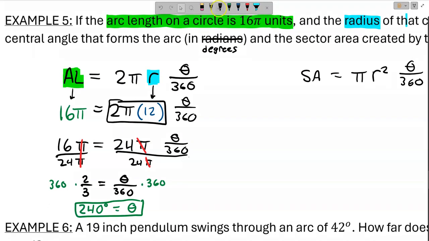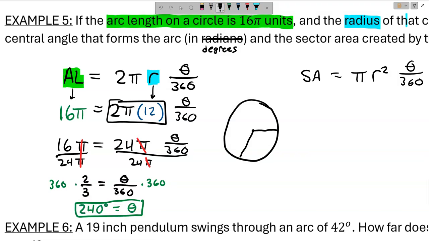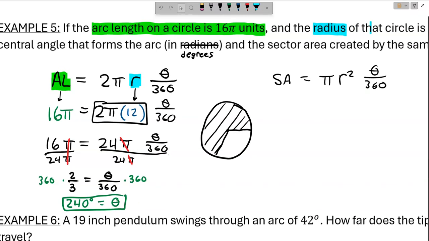So if you wanted to get like a visual about what we were working with here, we would have our circle. Our 240 degree angle is going to probably look a lot like this. So the area that we're now trying to find is actually encompassed right there. And if you notice, that is approximately 2/3 of the circle. So hence why the 2/3 number was used in our problem.